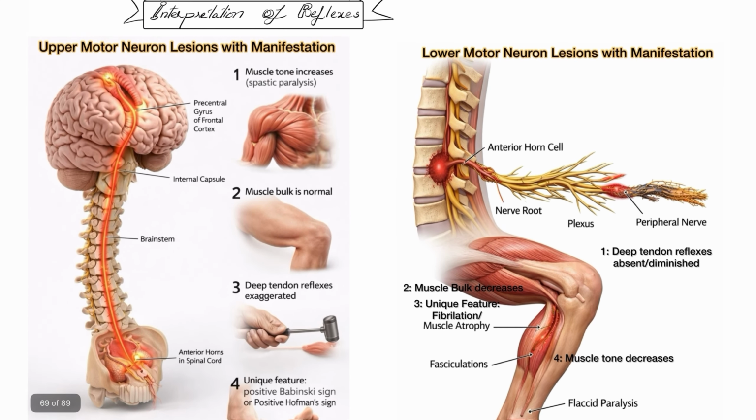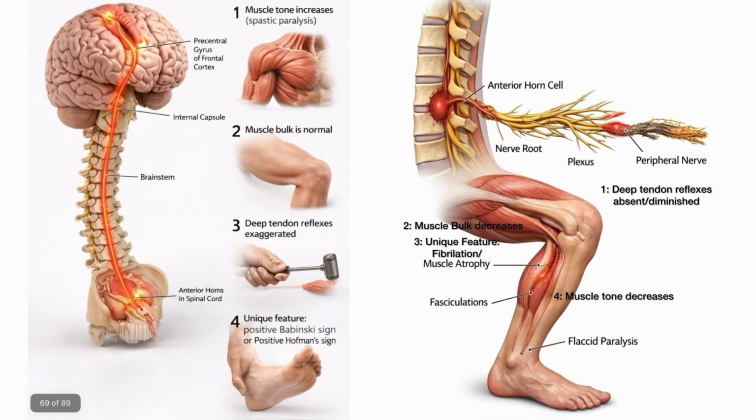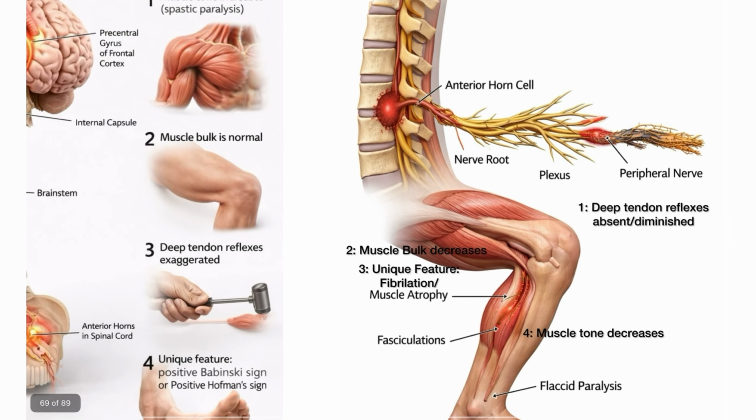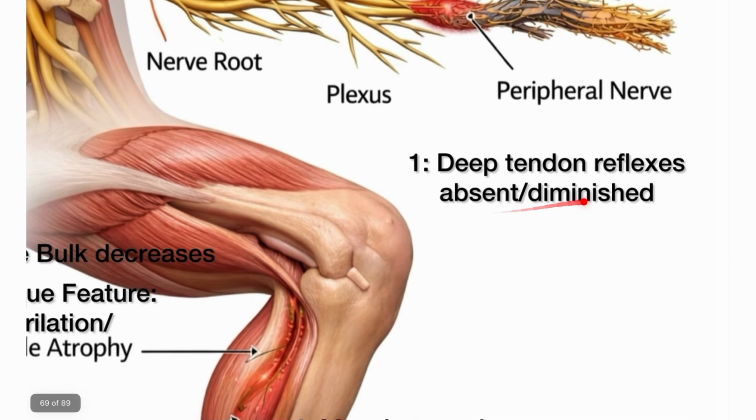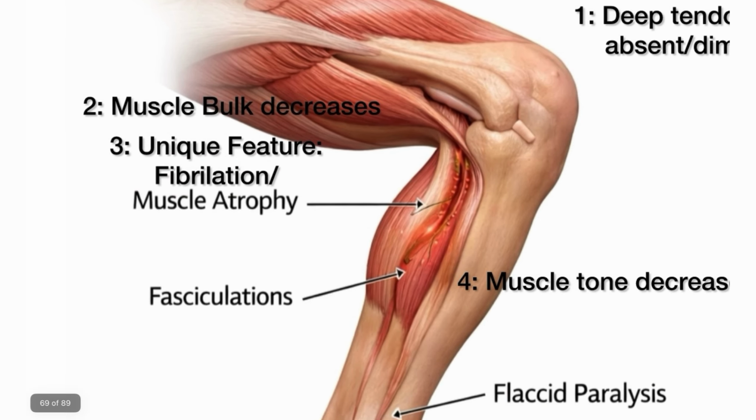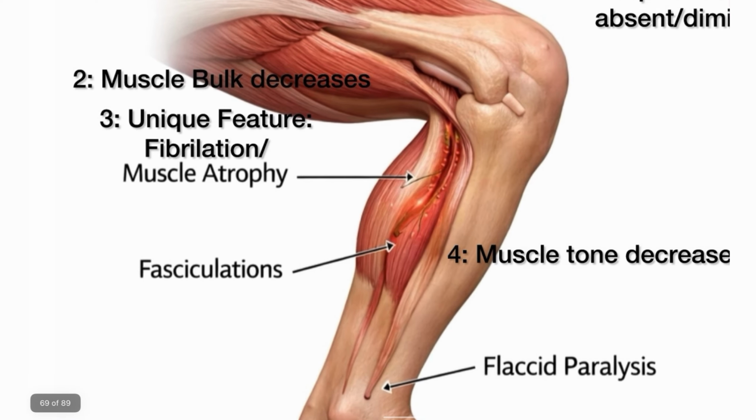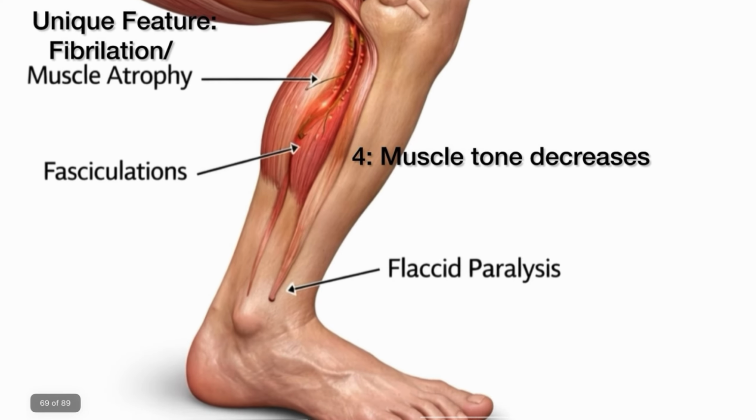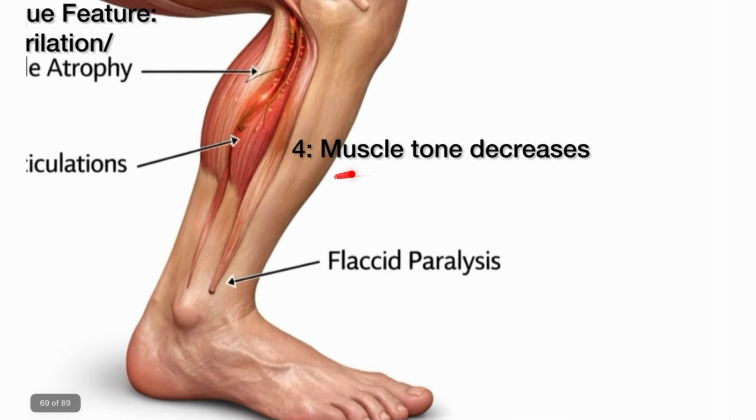The clinical picture of lower motor neuron lesions is that deep tendon reflexes are either absent or diminished. Muscle bulk decreases. The unique feature of the lower motor neuron lesion is fibrillation and/or fasciculation. Fibrillation is not visible to the naked eye, but fasciculation is visible, which are fine flickering, slurring, and irregular twitching. In the upper motor neuron lesion, we saw that the muscle tone increases, but in lower motor neuron lesions, the muscle tone decreases and the patient will have flaccid paralysis.